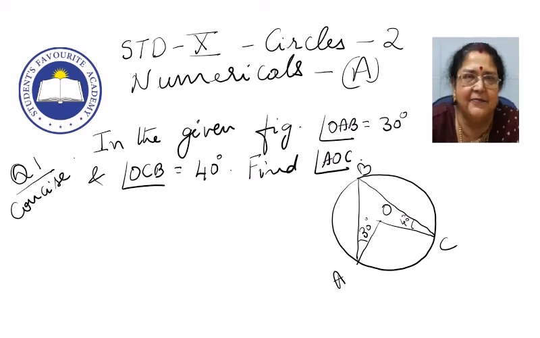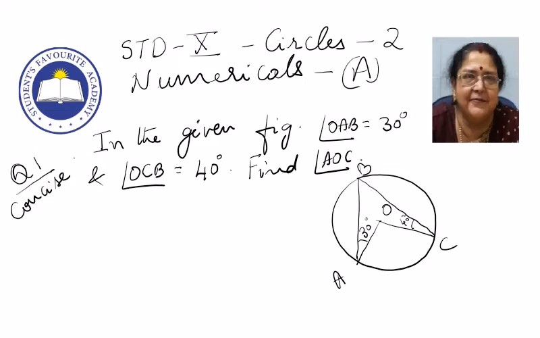I have discussed the theorems with you. Now we will be doing some numericals based on these theorems. Okay. So this is your question 1 in your concise textbook in exercise A. The number may vary. So now the question is in the given figure, the figure is given in the question.